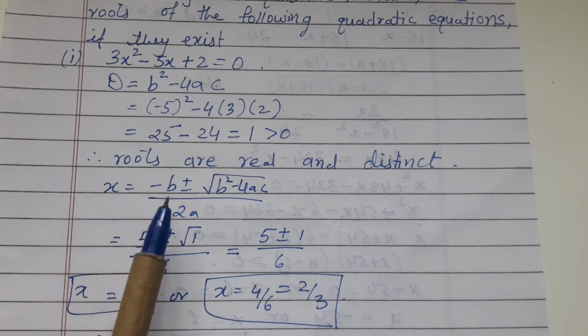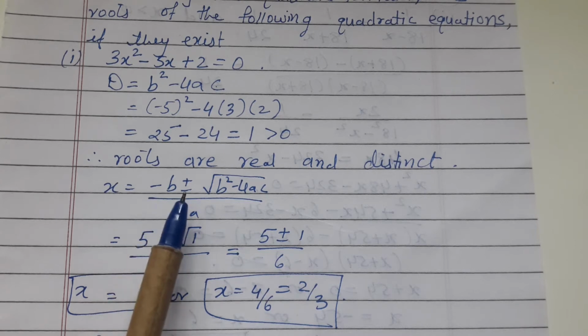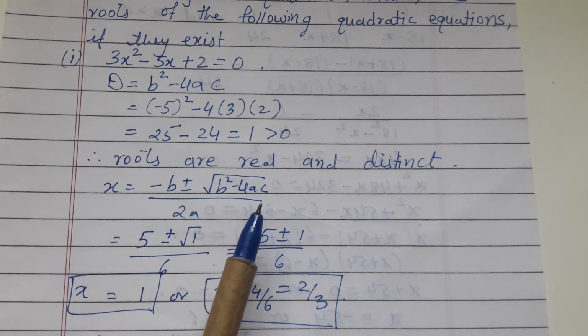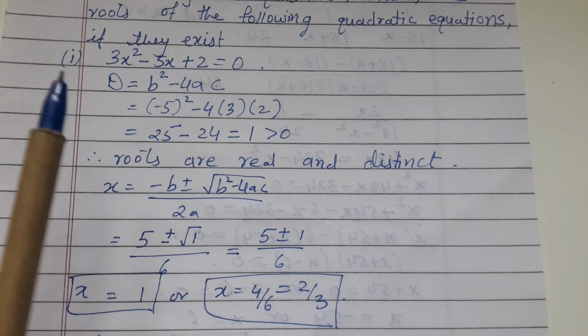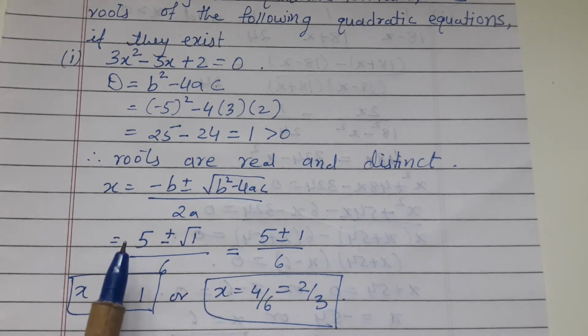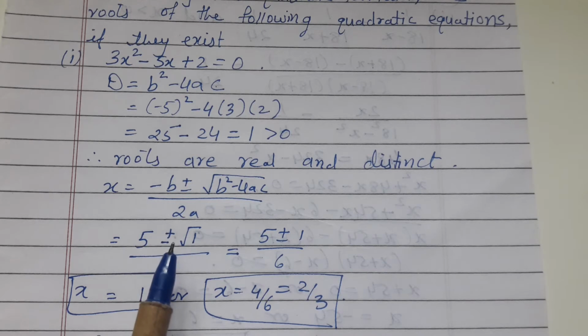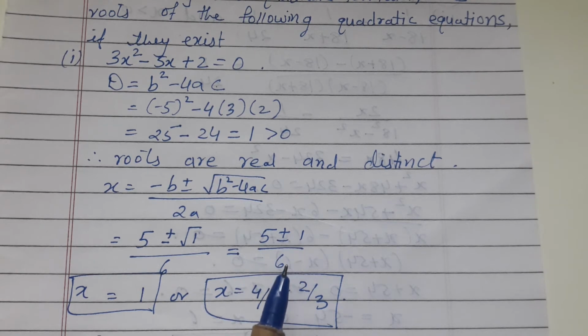So, write the formula for the root of the equation. x is equal to −b ± √(b² − 4ac) upon 2a. b² − 4ac we have already calculated as 1. Therefore, x is equal to −(−5) ± √1 upon 6. That is equal to 5 ± √1, which is 1, upon 6.